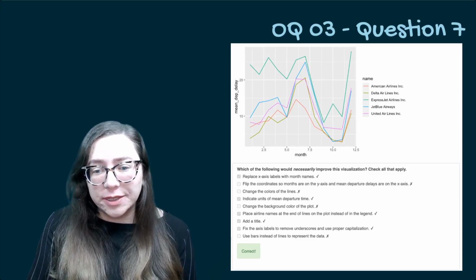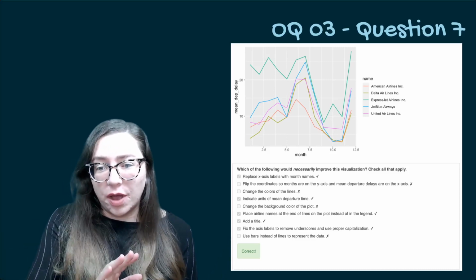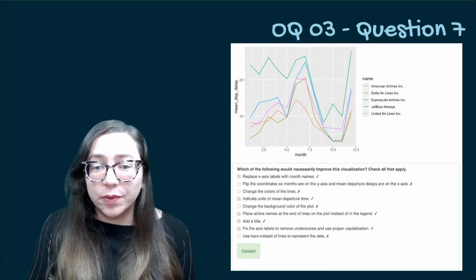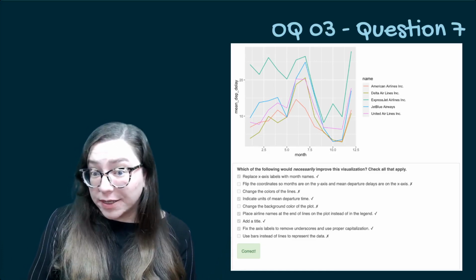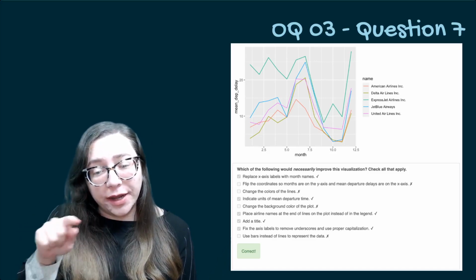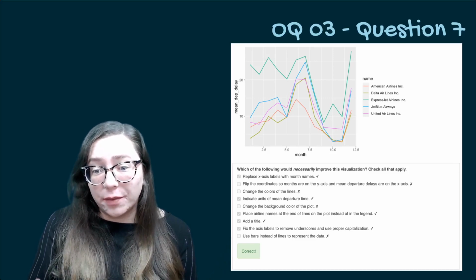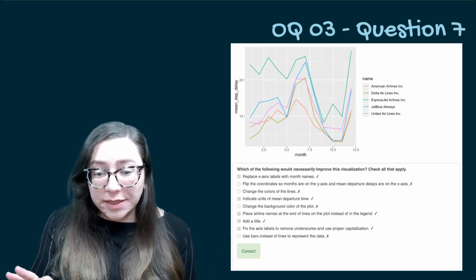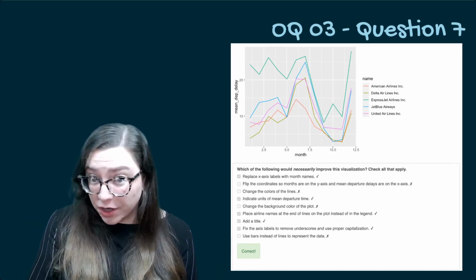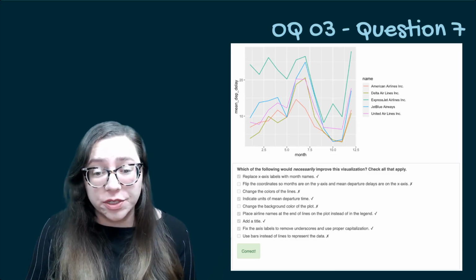The first one was about a plot where on the x-axis we had the months, going from month 1 to month 12, and on the y-axis we have the mean departure delay for various airlines. We had 5 airlines plotted, each indicated by a line in a different color. The improvements that would necessarily happen are the ones that have the check marks next to them. But I want to talk about the ones that are not, since I think that might be a more productive conversation for those of you who have gotten this question wrong.